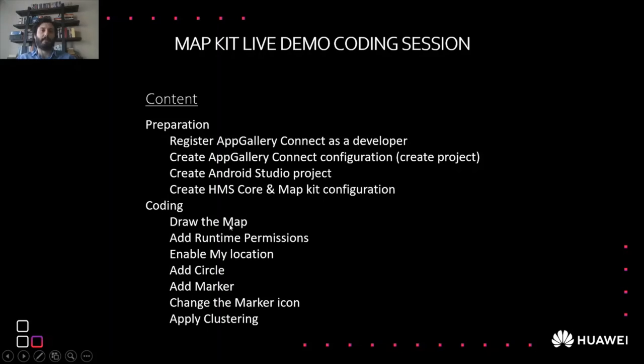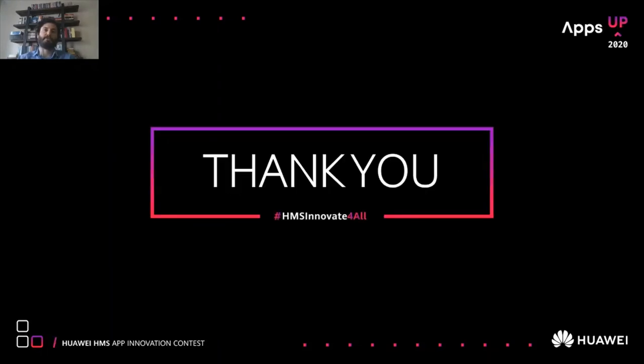We will draw a map, add runtime permissions, enable location, add a marker and circle, change the marker icon, and apply basic clustering. Of course, we have more advanced features, but today's program is not so long. Maybe another time we can make a second session for the other features. So thank you for joining. Let's start the coding part.